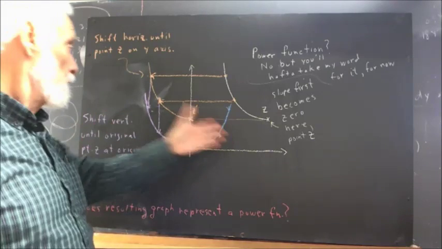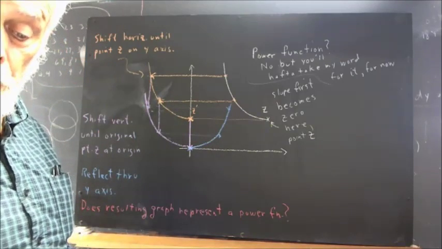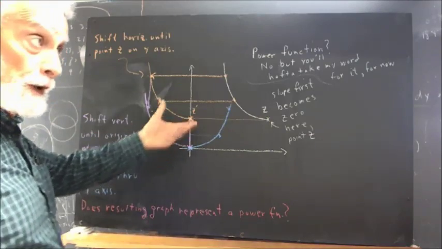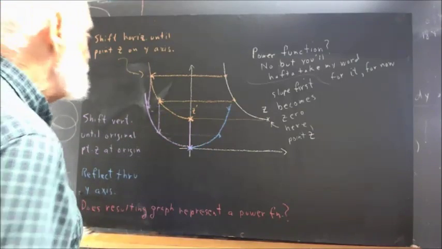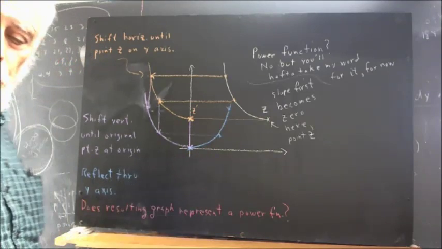And naturally, these are only representative points, and the curves are not exact. None of the constructions have been exact. You could do a much better construction using a compass and a straight edge. So now my question is, is this graph a power function?